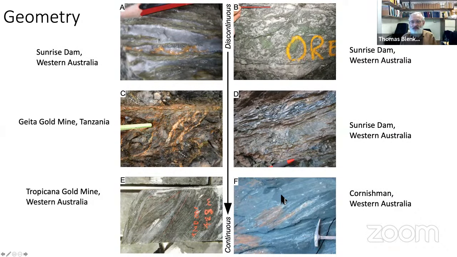It tells us something very important, and that's been long recognized, about how hydrothermal ore deposits have a particular combination of strain rates, pore fluid pressures, and stresses, which lead to an alternation of continuous and discontinuous styles of deformation. And that's illustrated for you from several examples from Sunrise Dam in Western Australia, which I'll be referring to quite a bit, and also from Geita Gold Mine in Tanzania, and a couple more examples, Cornishman and Tropicana from Western Australia.